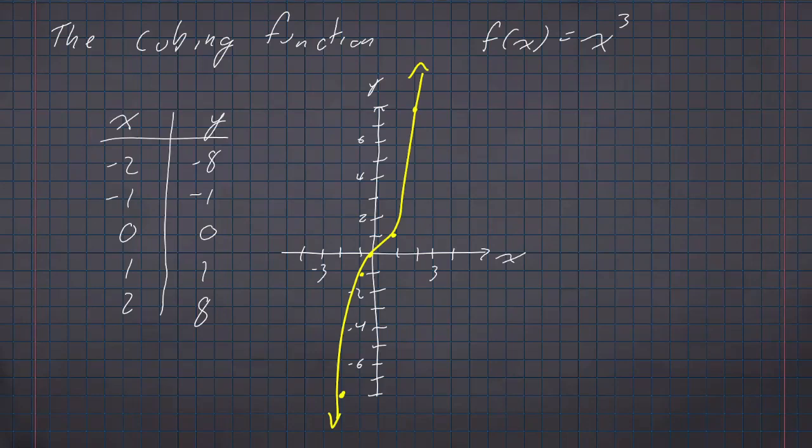Once again, the domain of the cubing function goes from negative infinity to infinity. There's nowhere where something weird happens in the cubing function. And the range, once again, gets positive and negative values. So the range here is also from negative infinity to infinity.